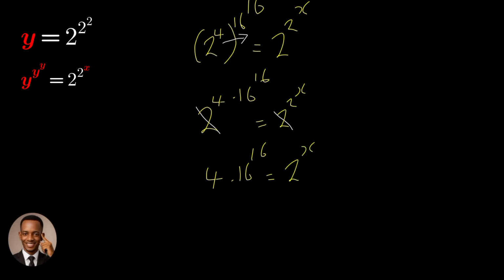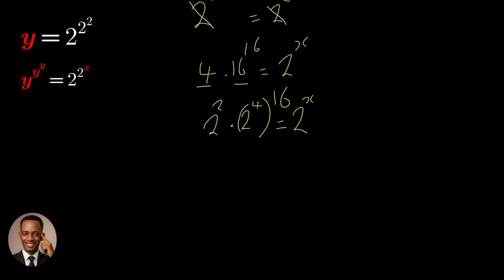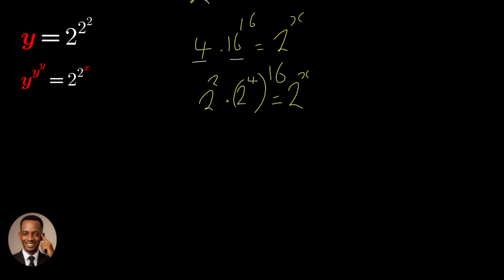Also, we'll keep on applying the law of indices. Why? Because here we have base 4 and base 16, whereby we need base 2. So we write 4 as 2 to the power of 2 and 16 also as 2 to the power of 4, all to the power of 16, equals 2 to the power of x. We keep on employing the law of indices. Here we multiply the power. Therefore, we have 2 to the power of 2 times 2 to the power of 4 times 16 equals 2 to the power of x.